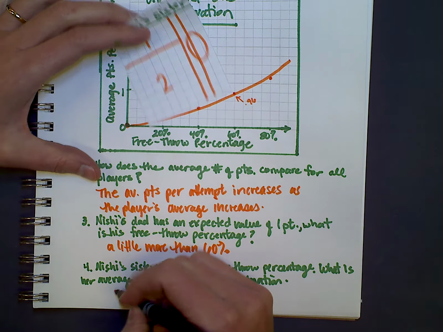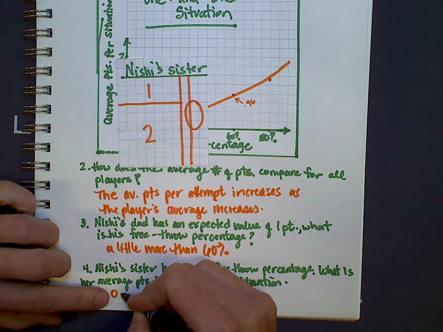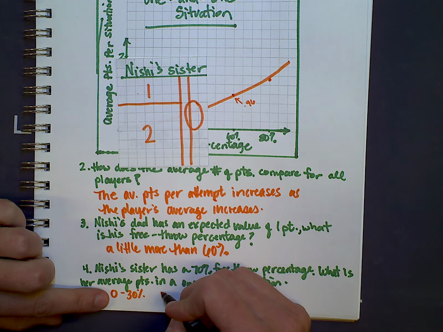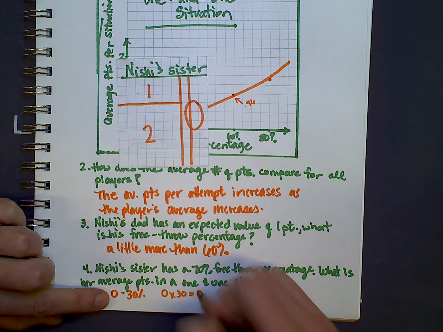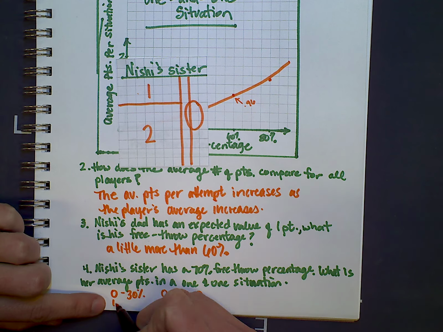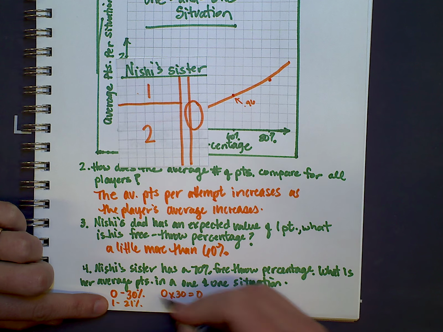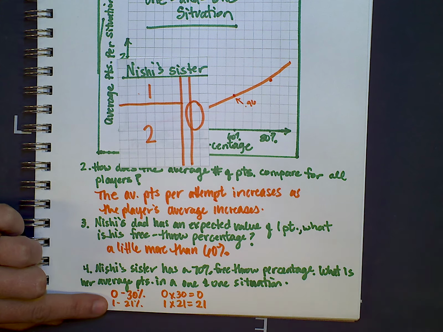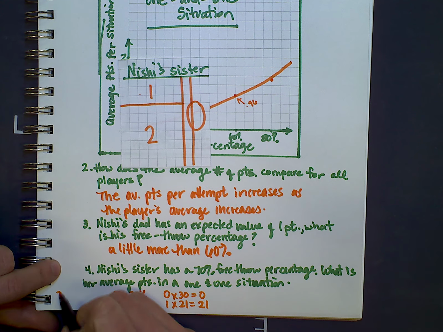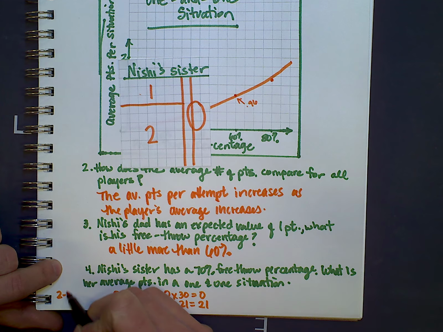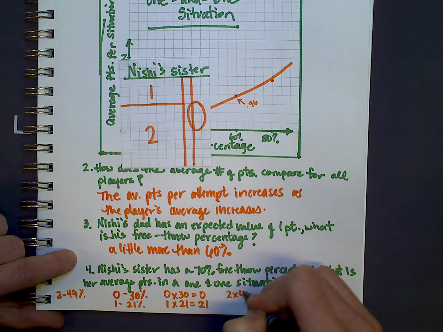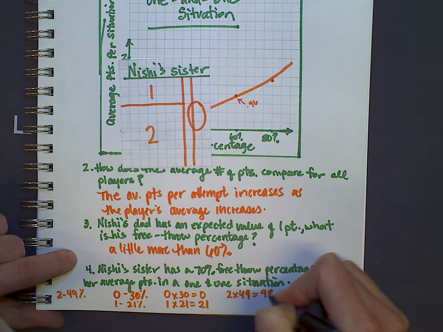Her points percentage for 0 is at 30%. If I expect that out of 100, I'm going to make 0 points 30 times. That's 0 points. Her 1 point is at 21%, so I'm going to expect that 21 times out of 100, I make 1 point, and I get 21. Her 2 points, I'll put that over here, is at 49%, so I'm going to expect that 49 times out of 100, she'll make 2 points, which is 98.